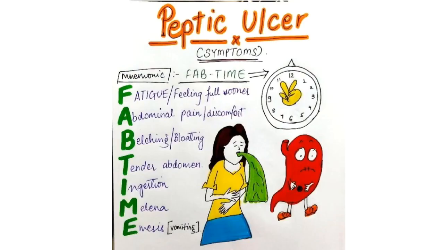So this is just a handy mnemonic that I discovered from the people over at drkahari.com. Very helpful resource. I really encourage you to go and check it out. So a handy mnemonic for peptic ulcer is FAB TIME, F-A-B time. Okay, so F speaks to fatigue or feeling full, speaks to satiety. A is abdominal pain or discomfort. B is for belching or bloating. T, a tender abdomen. I is for ingestion of food, right? M is for melenic stools, and E is for emesis, which speaks to vomiting, right?